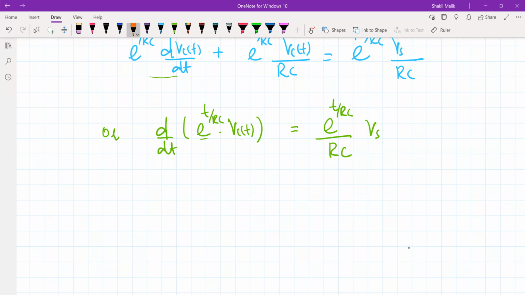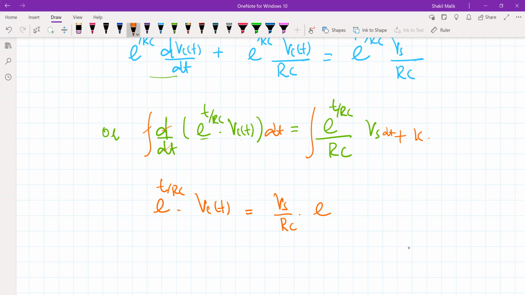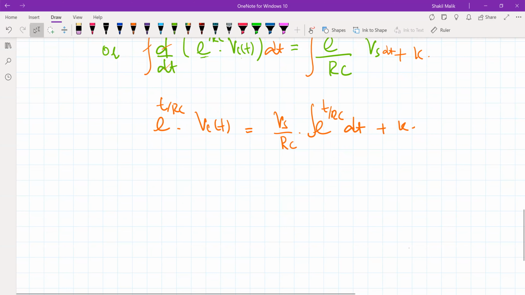Integrating both sides, we'll get a constant of integration after we do this integration step. So the differentiation and integration will cancel, and dt cancels with dt. We'll be left with e to the power t by RC Vc(t) equal to Vs by RC times the integral of e to the power of t by RC dt, plus a constant of integration.